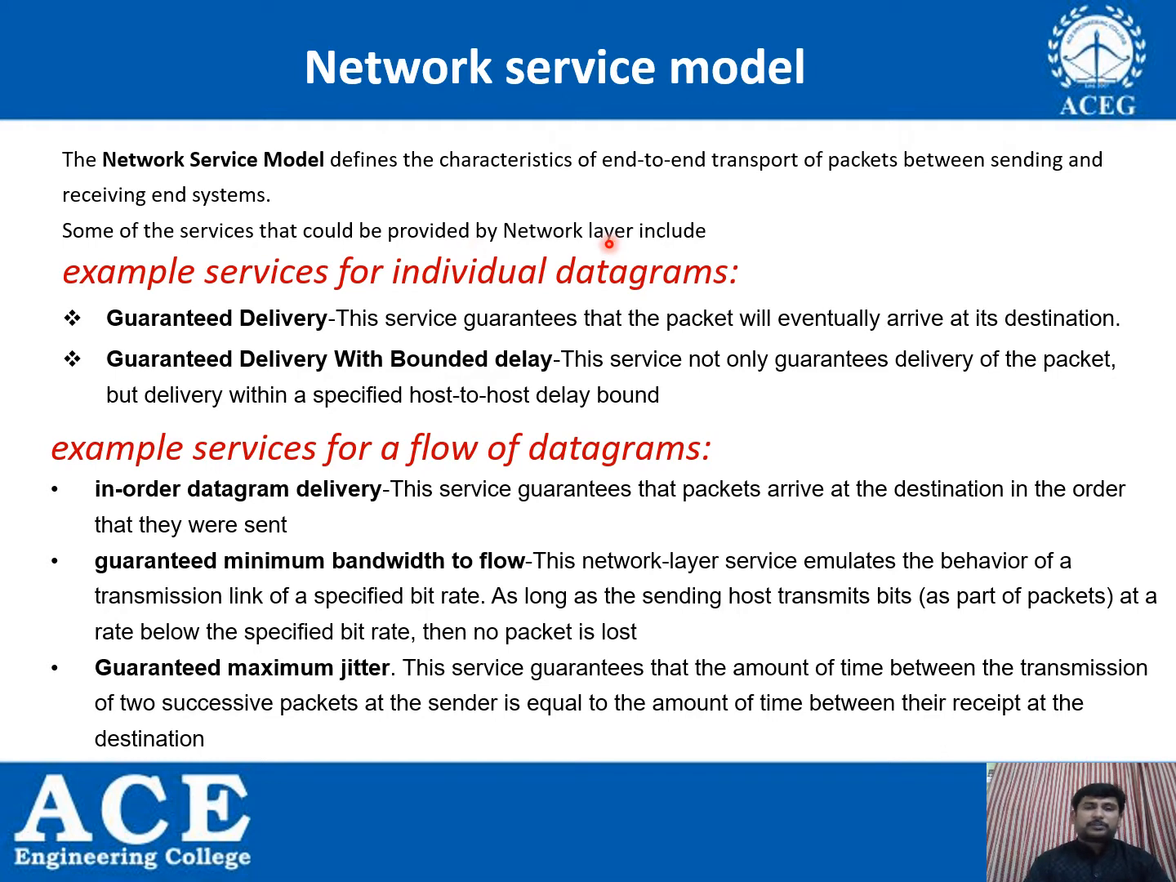First, let us look at individual datagrams. The first one is guaranteed delivery. What do you mean by guaranteed delivery? Suppose a host has transmitted data. The network layer will give us a guarantee that the packet will eventually arrive at its destination. So whatever you generate, I am responsible to make sure it is delivered to the destination. That particular service is called guaranteed delivery.